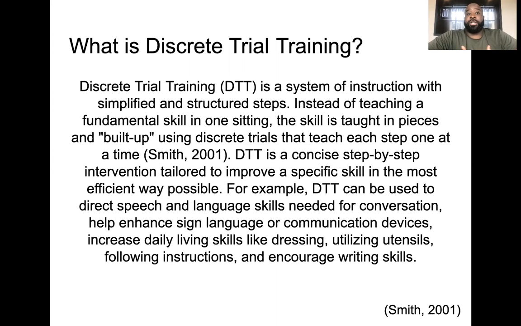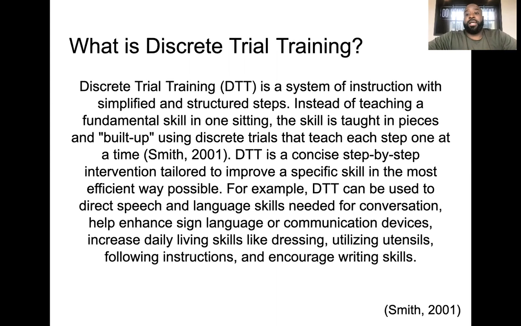So what is discrete trial training? Discrete trial training is a system of instruction with simplified and structured steps. Instead of teaching a fundamental skill in one sitting, the skill is taught in pieces and built up using discrete trials that teach each step one at a time. DTT is a concise step-by-step intervention tailored to improve a specific skill in the most efficient way possible.